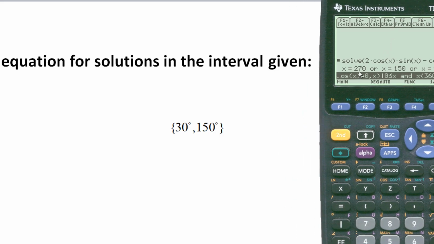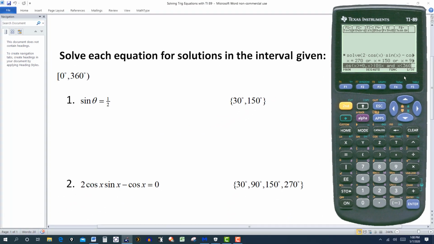So there you have it, x can be 270 degrees, 150 degrees, and then go to the right here, 90 degrees, or x can be 30 degrees. So we have all these answers here, 4 solutions in this particular interval.